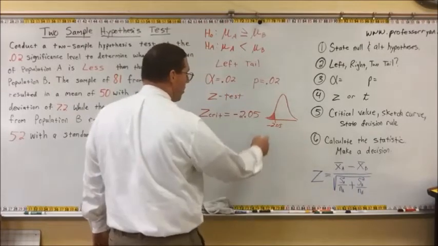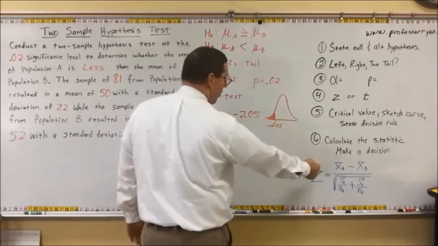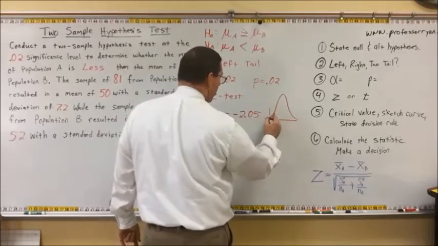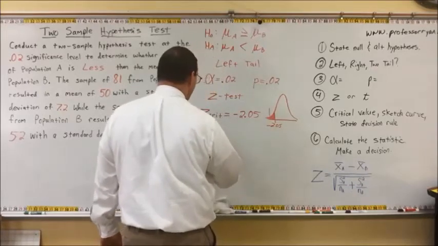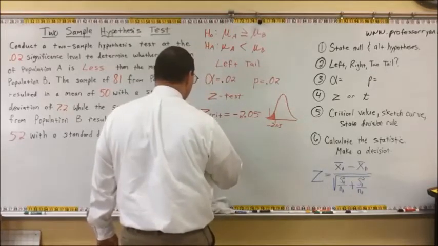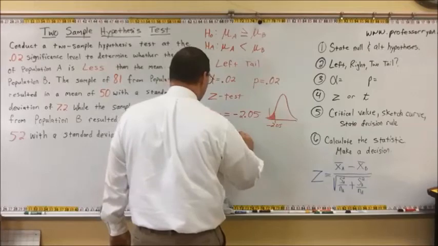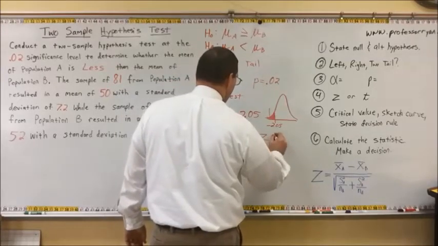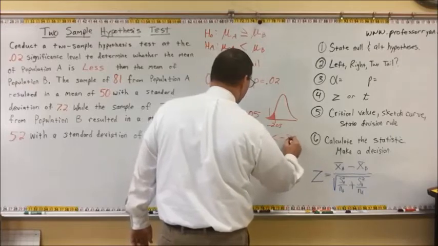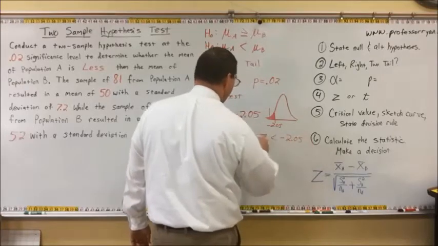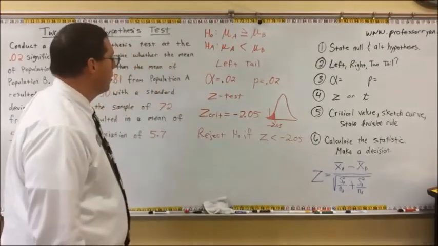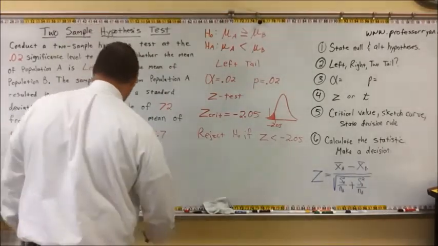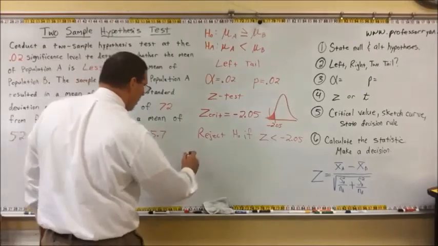And our decision is that if our z statistic down here, if it's over here, less than negative 2.05, so reject H sub O if z is less than negative 2.05. That's our decision rule. All right? Last step, step 6, we're going to calculate z. Let's write it in right here.